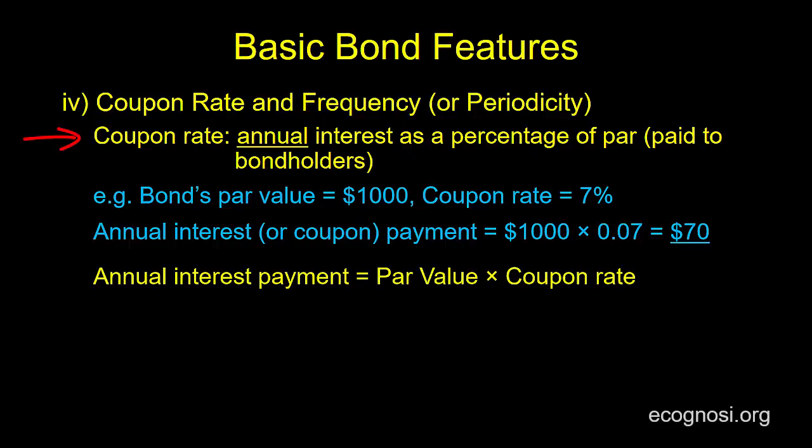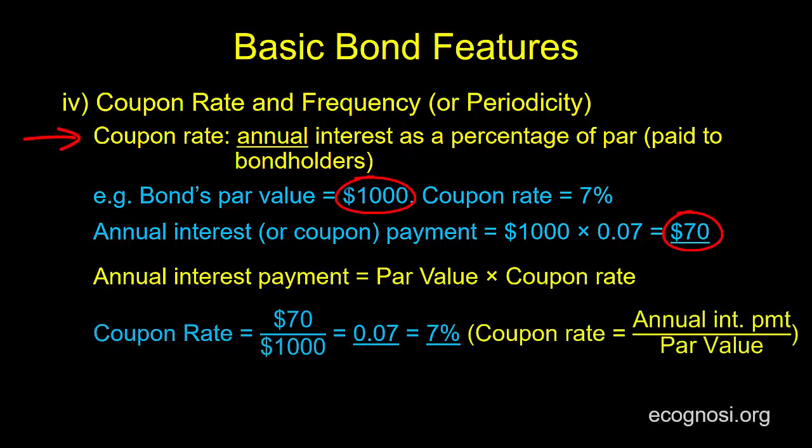Now if we instead had the $70 annual interest payment and the $1,000 par value and wanted to solve for the coupon rate, we do so by rearranging our equation, that is by dividing both sides by the par value. This would give us a coupon rate of $70, which is the annual interest payment, divided by the $1,000 par value for a final value of 7%. And you can see the rearranged equation within the parentheses.